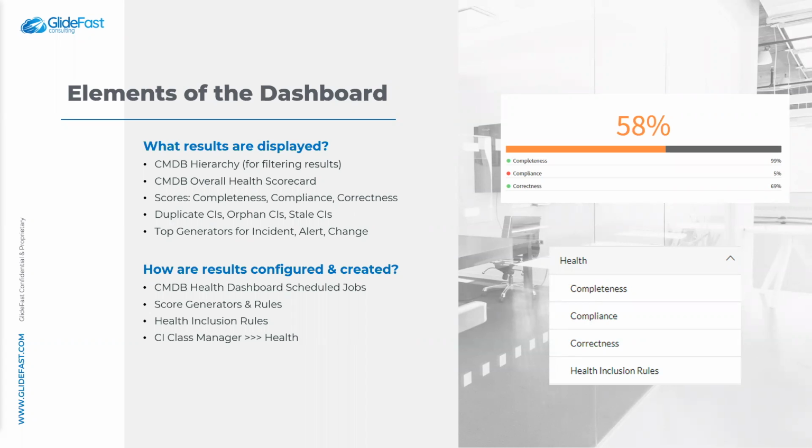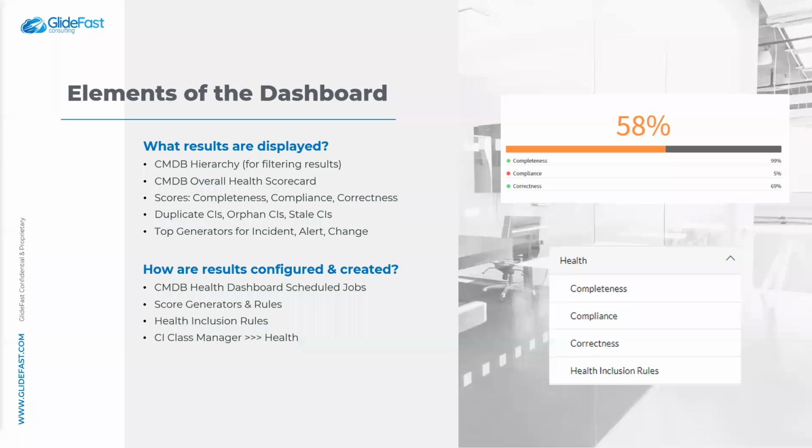You'll see me go back in there. I'll talk through that a handful of times and you'll start to see how that all ties together. You have your score generators and rules. That 58% at the top right of the screen that you're looking at, that's basically a score generator. And the rules around it, you can say what the thresholds are.